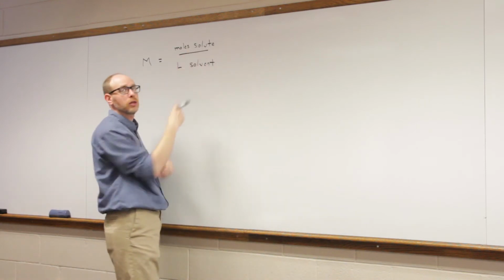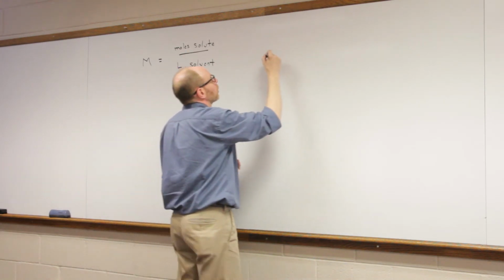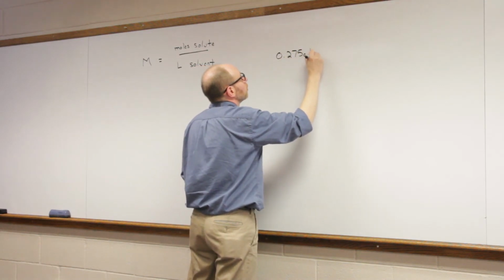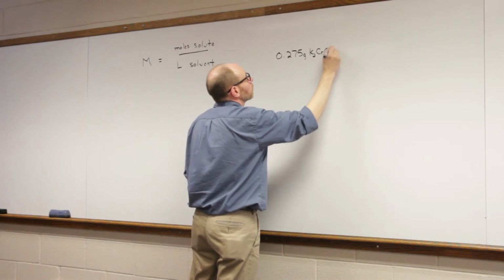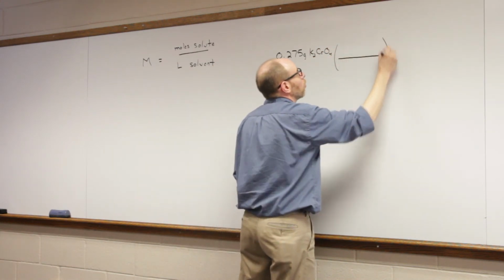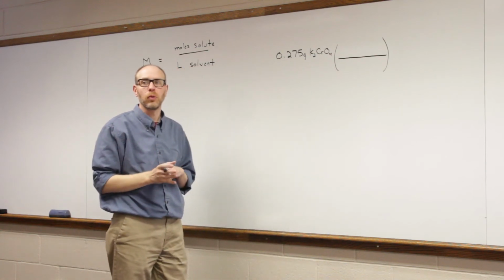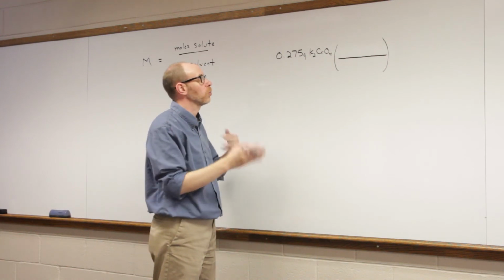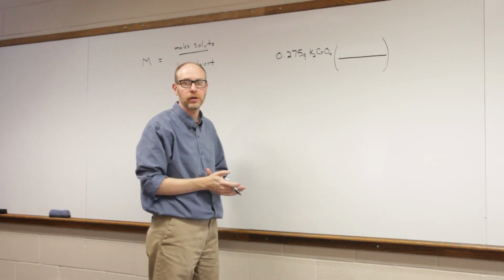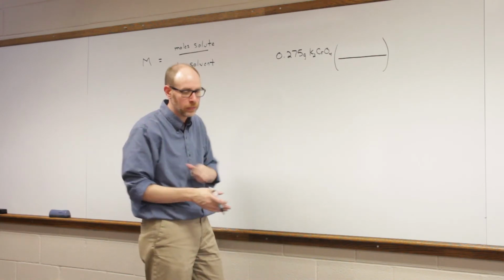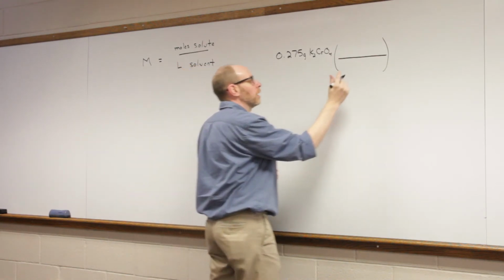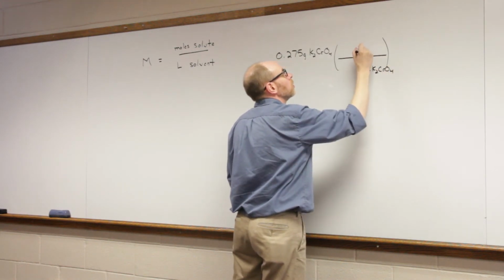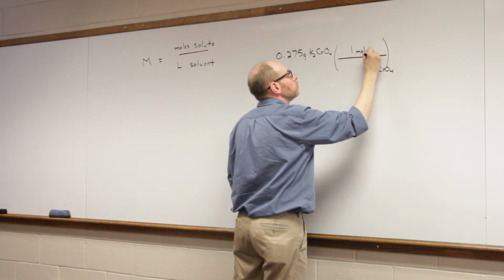So the first one is we need to know what the moles of solute are. And we're starting with 0.275 grams potassium chromate. And what we want to do is convert those grams to moles. So we want to calculate how many moles of potassium chromate we are dissolving in this solution to make the 500 milliliters of it. So what we need is to know how many grams of potassium chromate are in 1 mole.